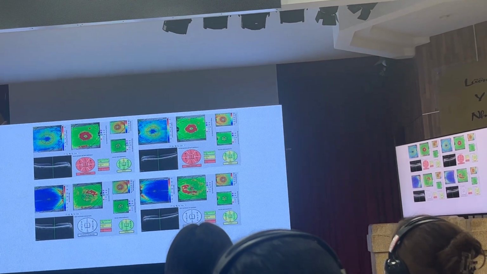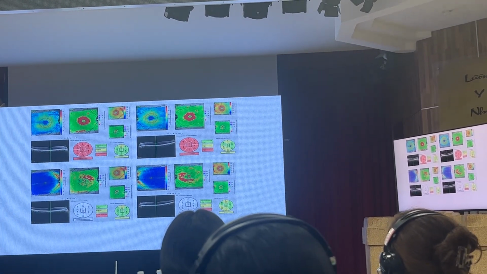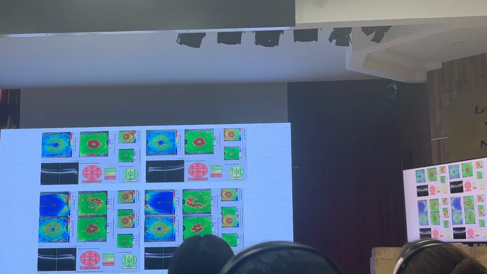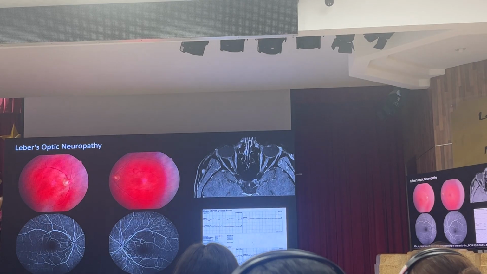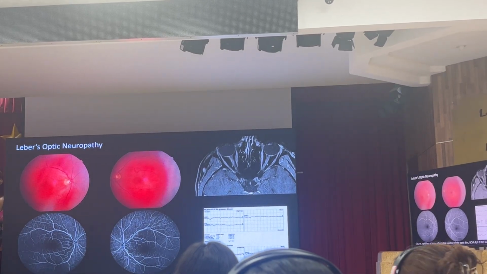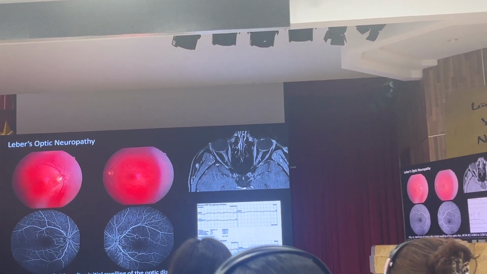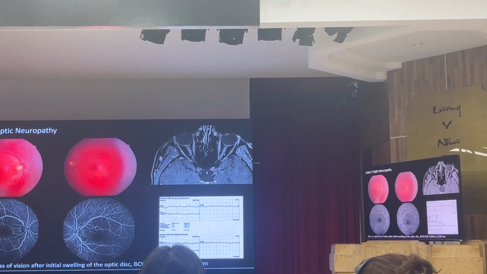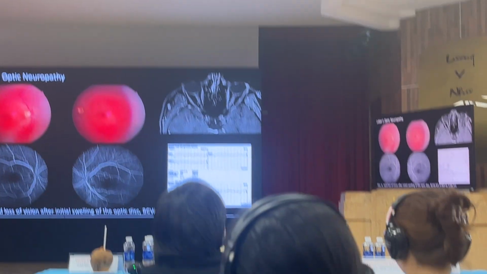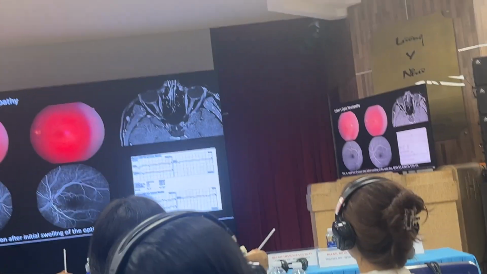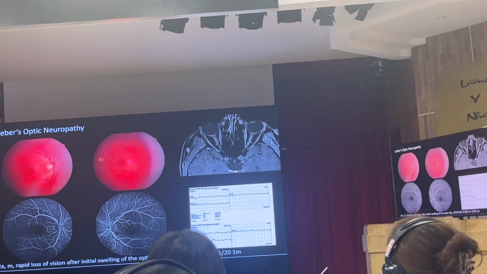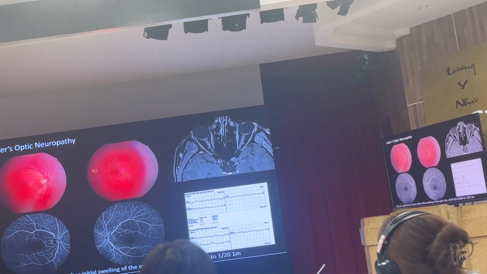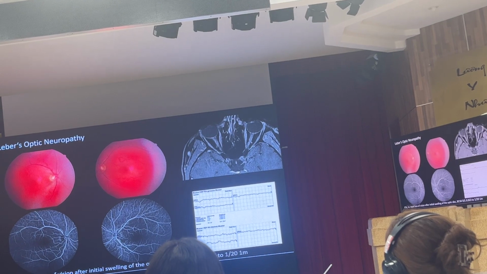And again, when we look into the inner plexiform layer, we also find affection and thinning. This is a disease, most often of young men experiencing rapid vision loss in both eyes, initially with a slight swelling of the optic disc, and then a rapid failure of the optic disc. And there are many genetic causes for that, and point mutations in the mitochondria.